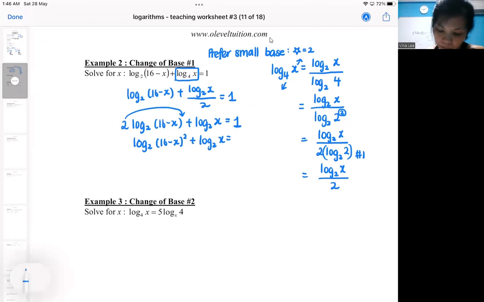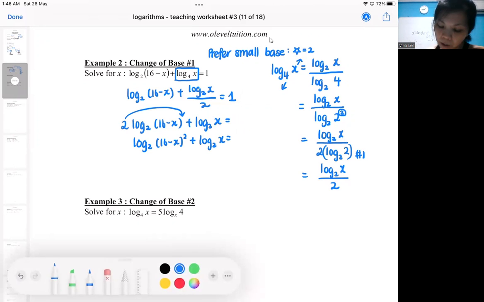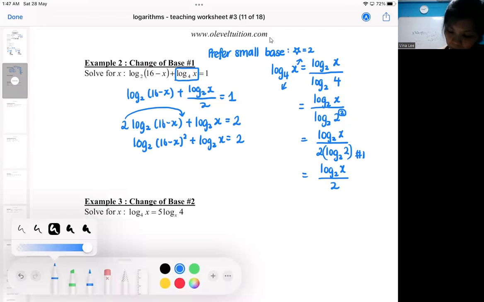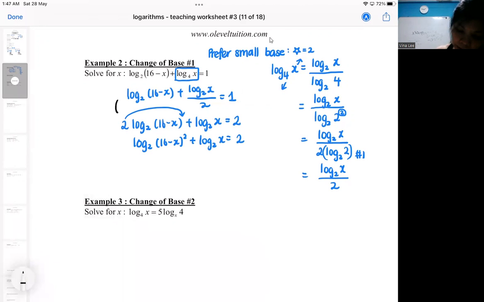Oh, I made a careless mistake. I multiply by 2, so this part should be a 2. So I multiply both sides by 2, so I can do without the fraction.